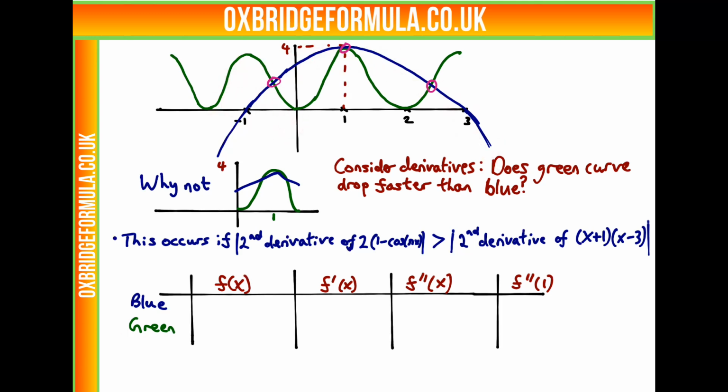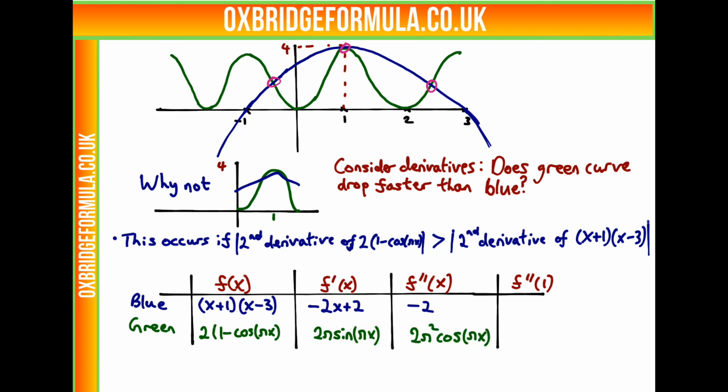So filling in the first column, we get this, which we already know. Then the first derivative, differentiating this, you get minus 2x plus 2. And then differentiating this, you get 2 pi times sine pi x. Differentiating once more gives us minus 2 and 2 pi squared cos pi x. And then evaluating both of these at 1, we get minus 2 and minus 2 pi squared. So what do you notice about this?